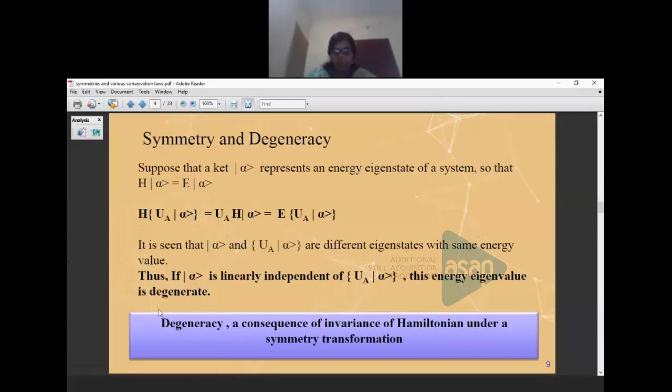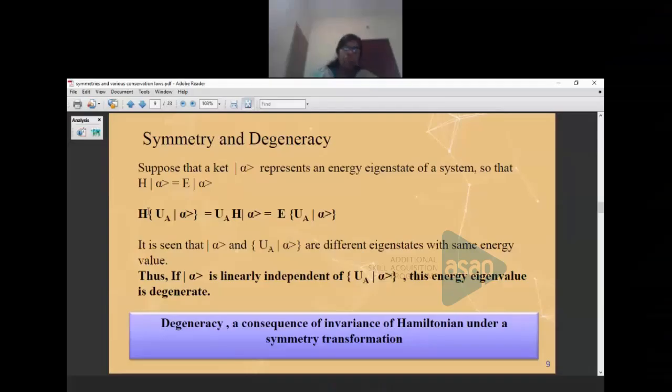So therefore, what will you conclude? You will conclude that degeneracy is a consequence of invariance of the Hamiltonian under a symmetry. Once again, alpha and U_A alpha have the same energy eigenvalue E, which means that the energy eigenvalue is degenerate. If H U_A and U_A H were not equal, this would not have been possible. It's a consequence of invariance of the Hamiltonian under a symmetry transformation.